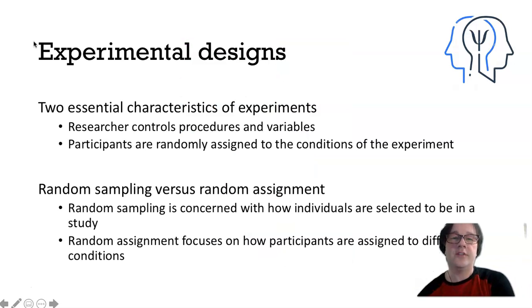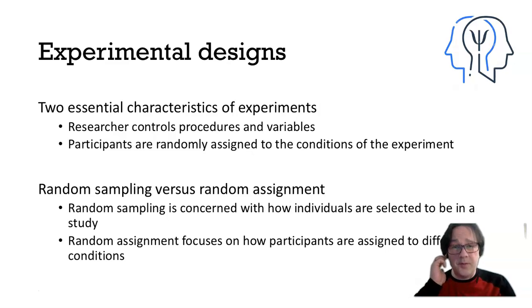after correlational research, your chapter in the book starts discussing experimental designs. And experimental designs are the gold standard when it comes to research, particularly in social psychology in general. Really, experimental designs are where it's at. So there are two essential characteristics of experiments that make them very different from the other research designs that we've spoken about already. Number one, the researcher controls the procedures and the variables.